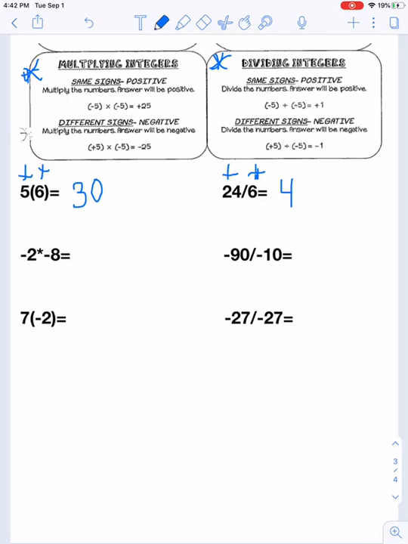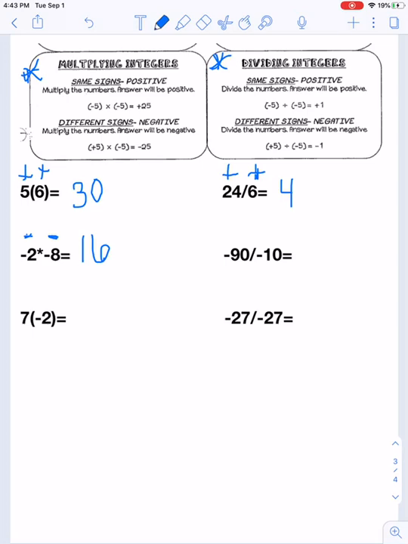Now we have negative 2 times negative 8. So we have a negative times a negative. That's going to give me a positive number because a negative and negative, those are the same signs. So I just do 2 times 8, which is 16, and it's positive 16.